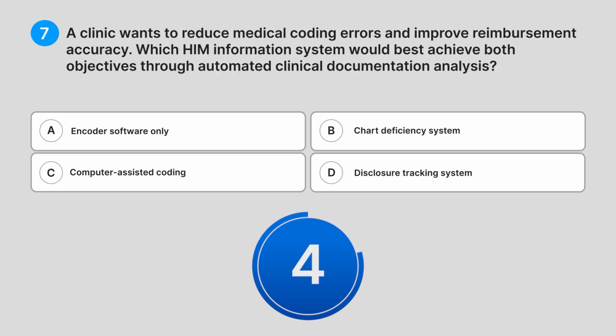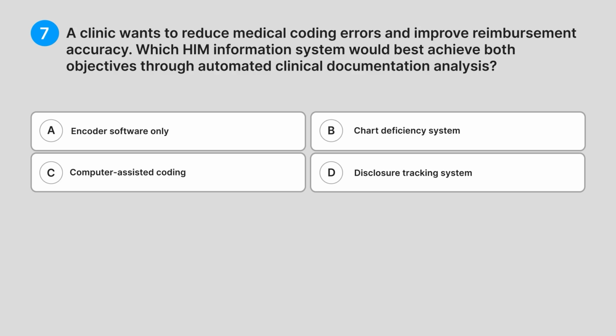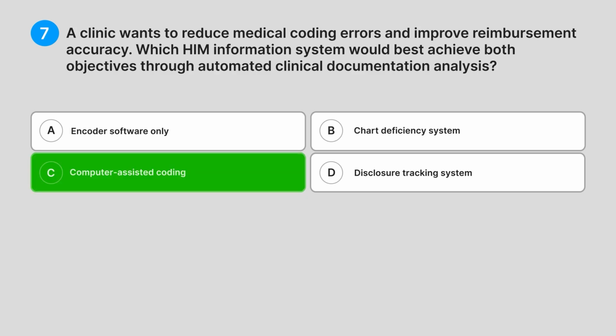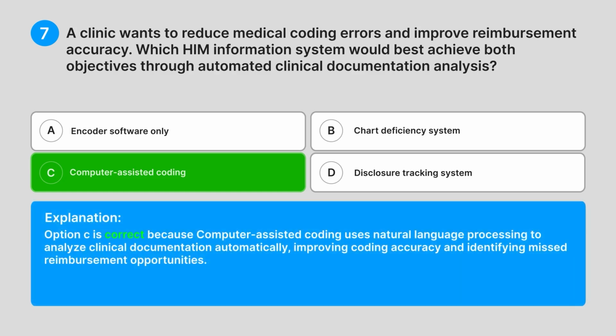Can you guess the answer? Correct answer, C. Computer-assisted coding. Explanation. Option C is correct because computer-assisted coding uses natural language processing to analyze clinical documentation automatically, improving coding accuracy and identifying missed reimbursement opportunities.